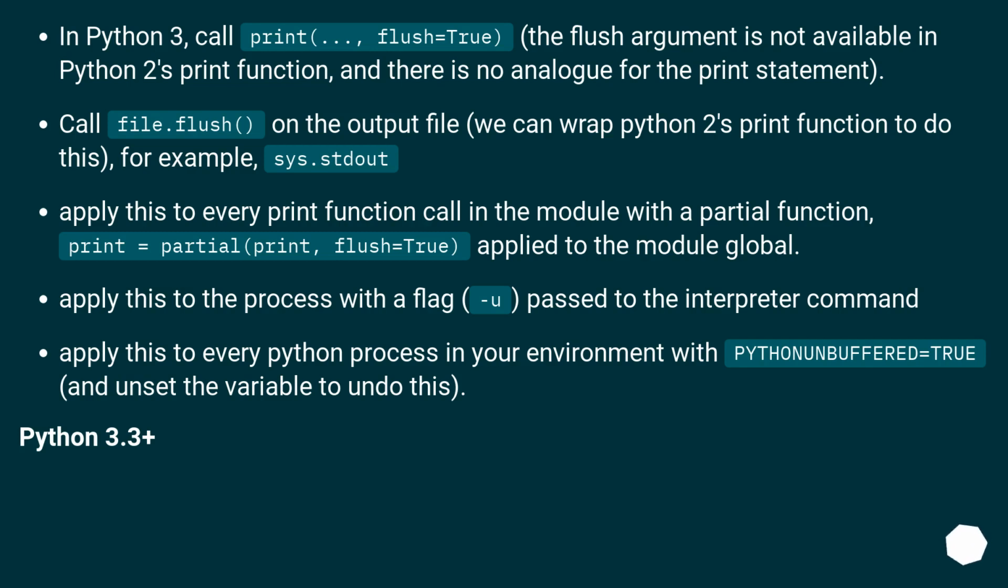We can wrap Python 2's print function to do this, for example, with sys.stdout. Apply this to every print function call in the module with a partial function: print = partial(print, flush=True), applied to the module global. Apply this to the process with a flag, -u, passed to the interpreter command. Apply this to every Python process in your environment with PYTHONUNBUFFERED=TRUE, and unset the variable to undo this.